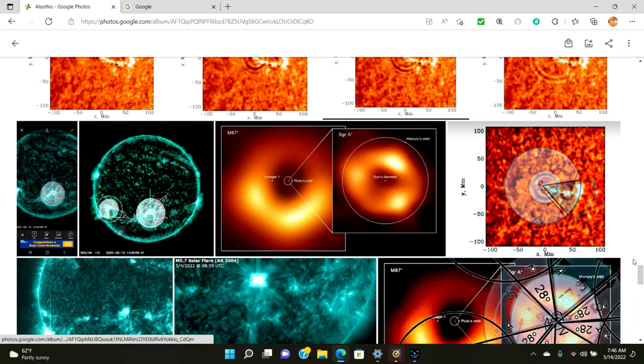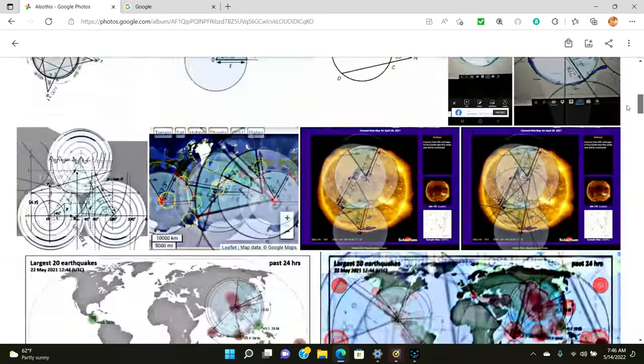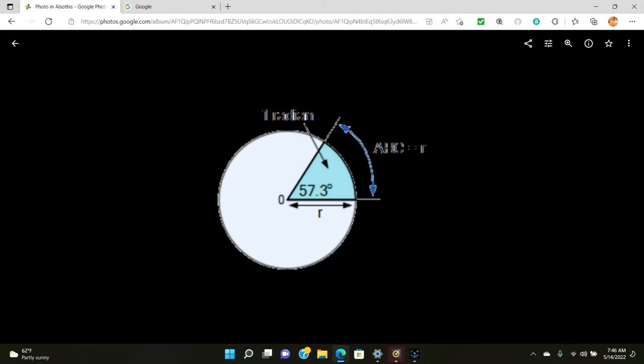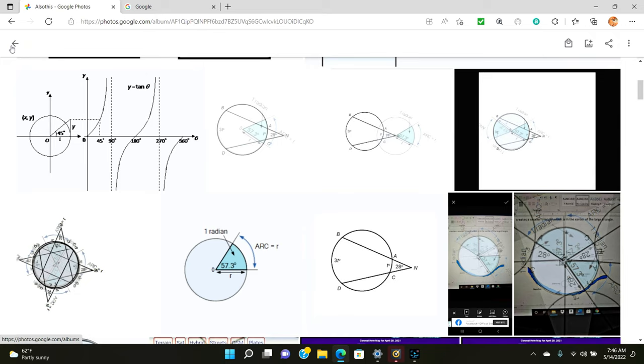So these are radians, right? What is a radian? This is a radian. Okay, and this is the radius, right? One half of a diameter. So half the diameter of a circle, from the center to the edge, and then that equidistance in this arc from here to here, and you wind up with 57.3 degrees equals 1 radian.